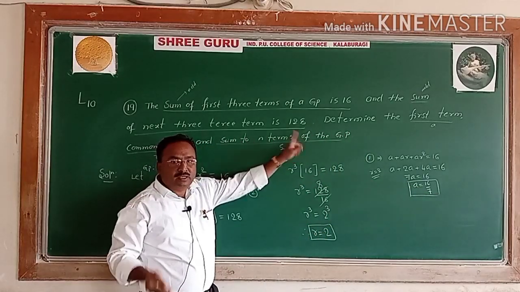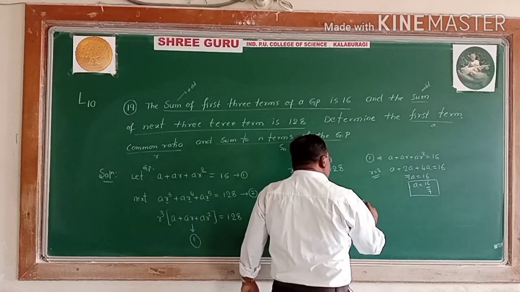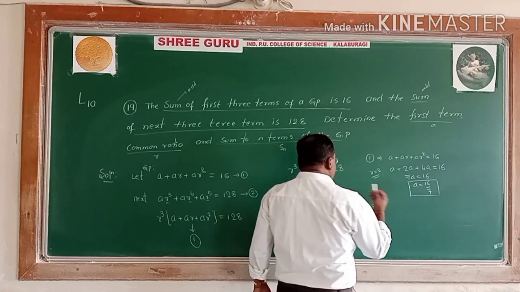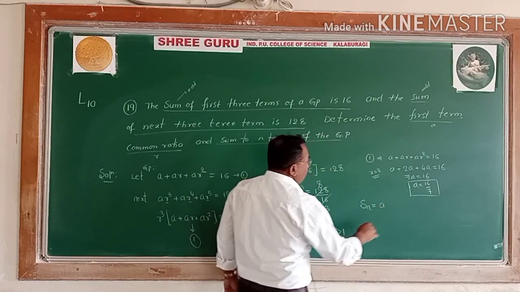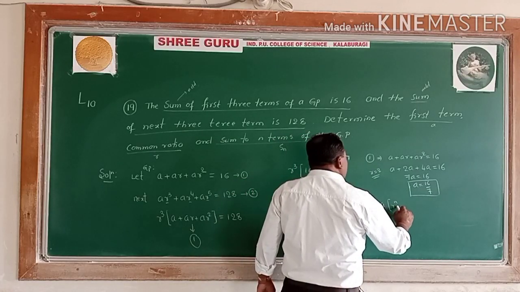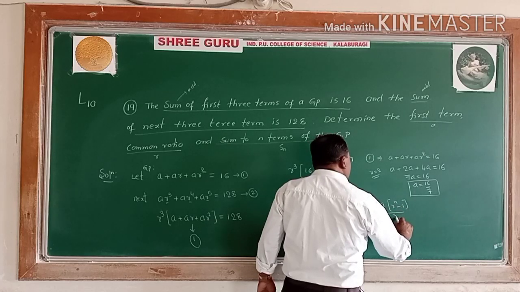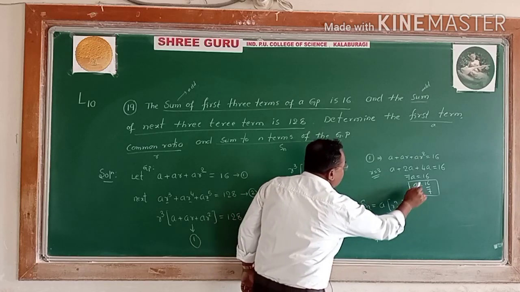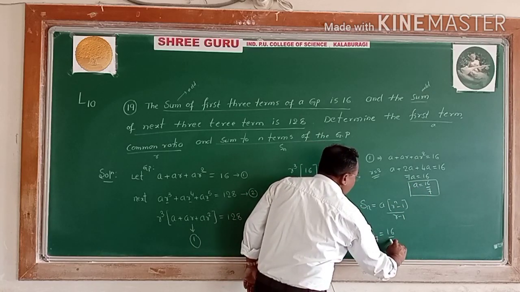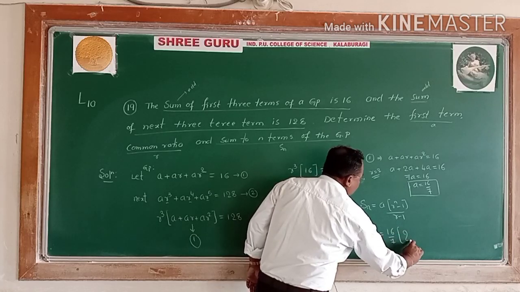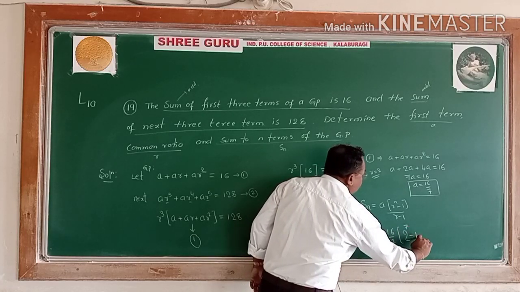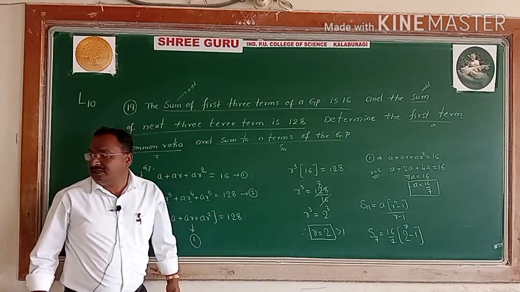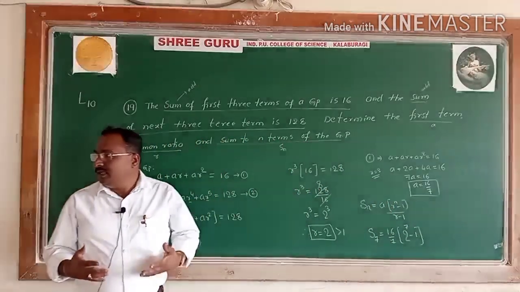Next to determine S7. We know that Sn is equal to A times, if R is greater than 1, here R to the power n minus 1 divided by R minus 1. S7, n replace 7. A is what? 16 by 7. R is what? 2. N is what? 7 minus 1. R is what? 2 minus 1? 1. This is the Sn. Determine Sn.